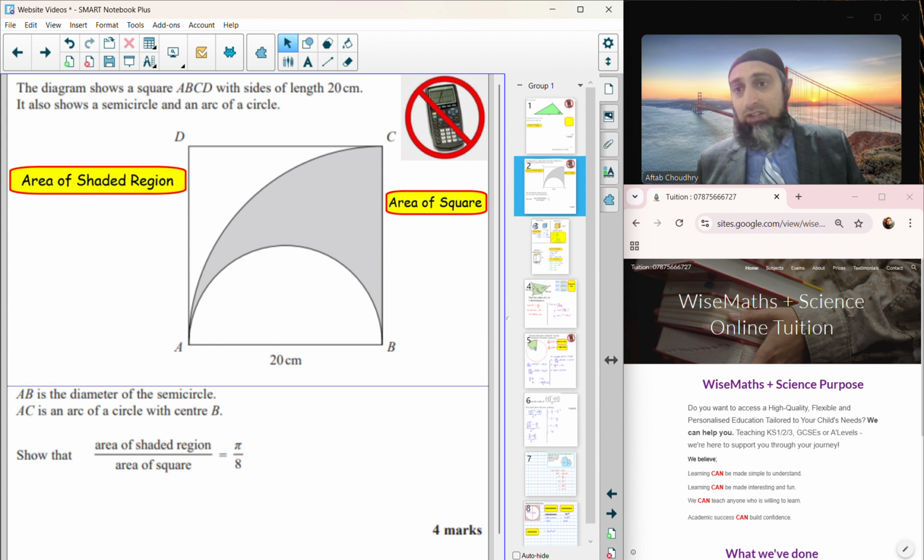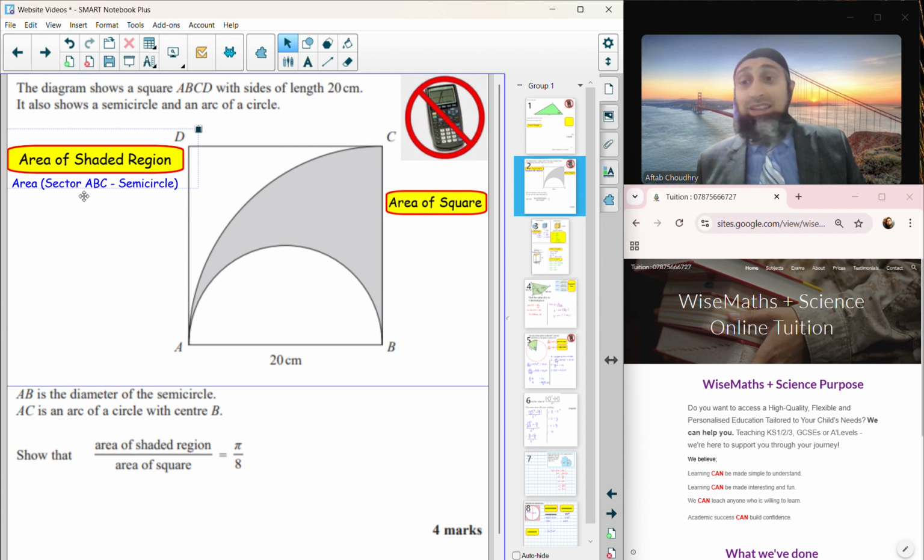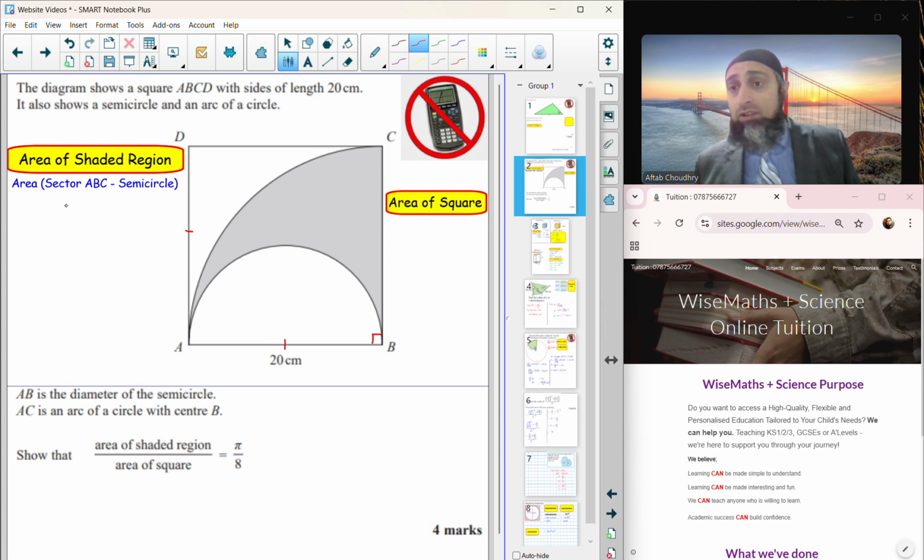work out the area of the region. Now to work out the area of the region, we need to work out the area of the sector. You should recognize from this diagram that as this is a square, this is going to be 90 degrees. This is 20 centimeters. This is also 20 centimeters as well. Okay, so let's work out the area of the sector ABC.